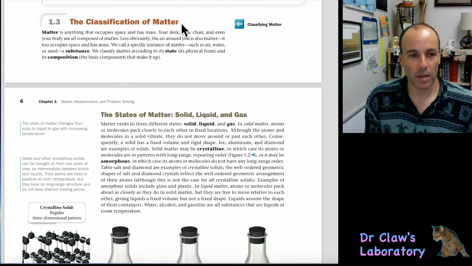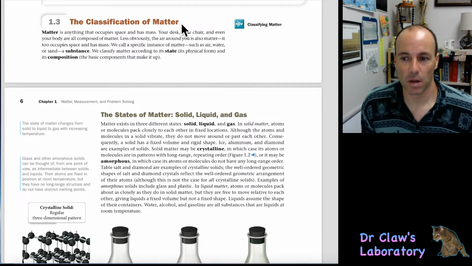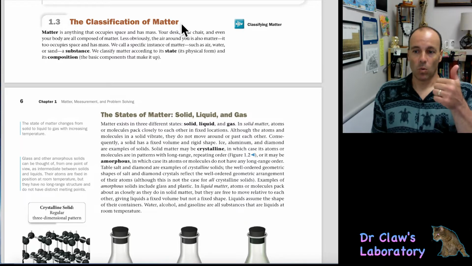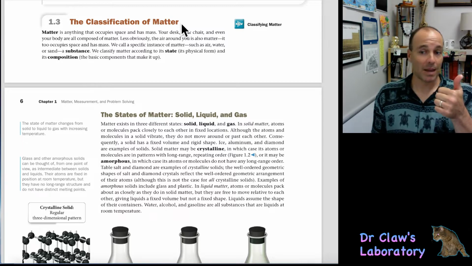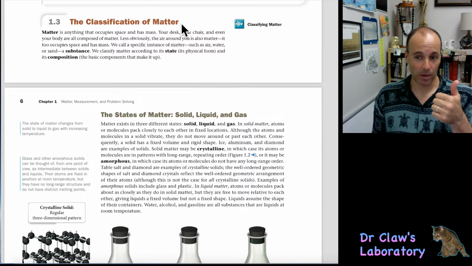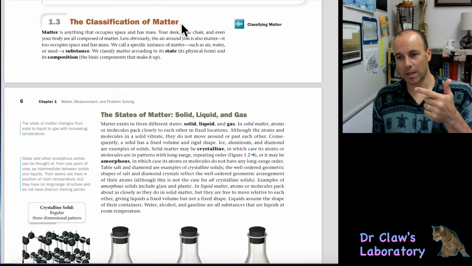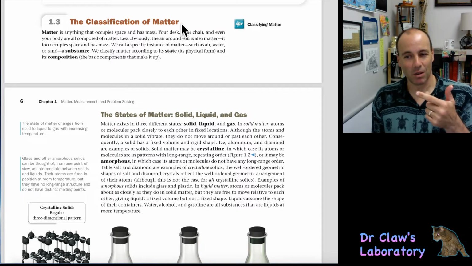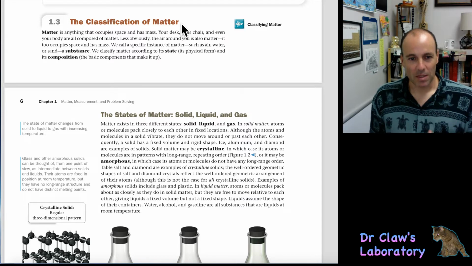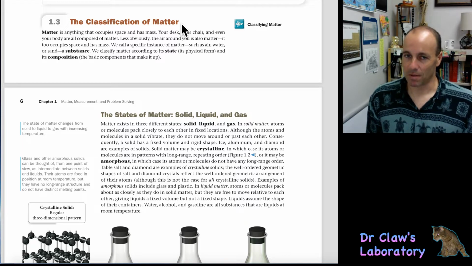A couple of ways the textbook talks about: the first method is by texture. All matter is either a solid, a liquid, or a gas. The second method is more involved, and that's by composition. What substances is the matter composed of?